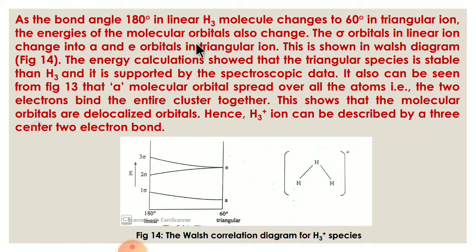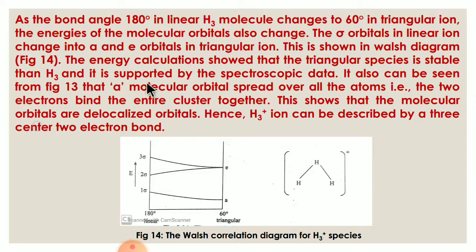So the energies of the molecular orbitals also change. This is the energy: 1 sigma, 2 sigma, 3 sigma. The energy is rising from bottom to top. Now the sigma orbitals in the linear ion change into A and E orbitals in the triangular ion. So here we can see in the linear molecule there are three types of energy, 1 sigma, 2 sigma and 3 sigma. But the 2 sigma and 3 sigma energies in the triangular ion combine to form E.